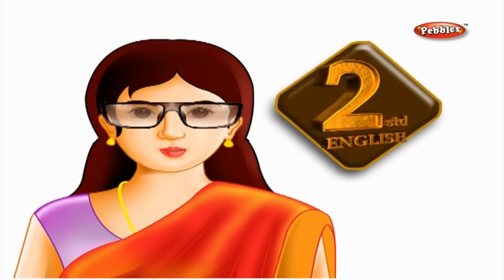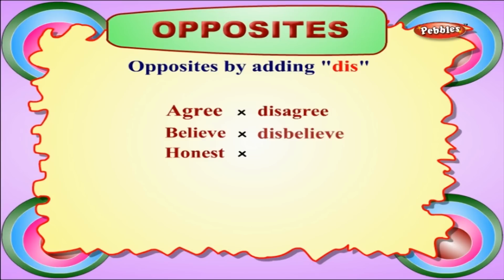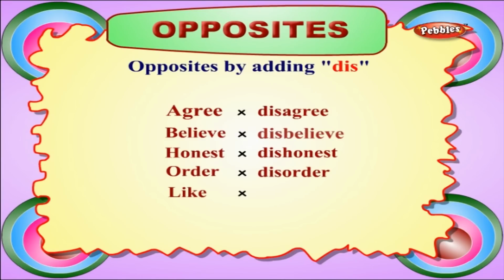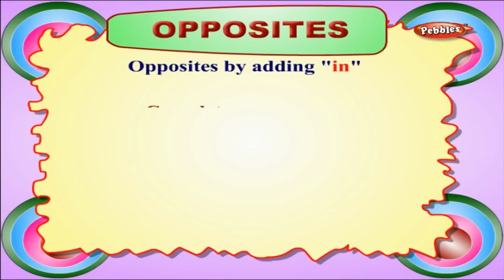Opposites by adding dis. Agree, disagree. Believe, disbelieve. Honest, dishonest. Order, disorder. Like, dislike. Opposites by adding in.